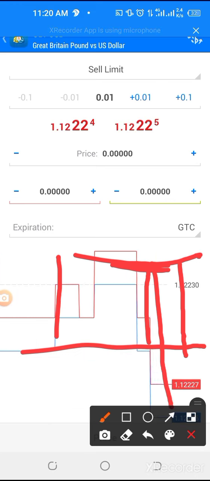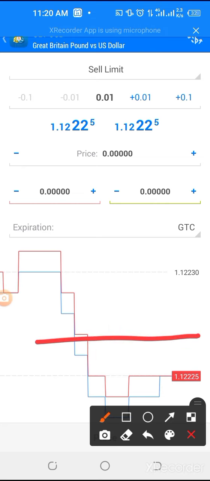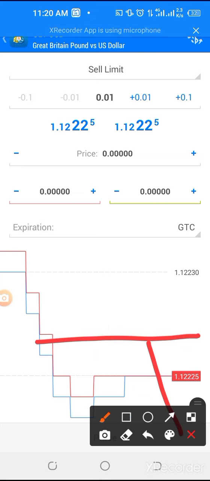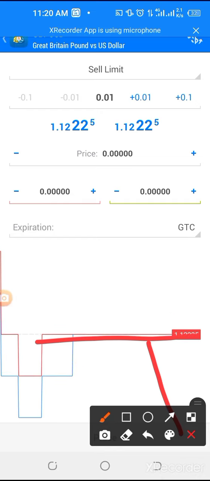So the disadvantage is that sometimes the market could just keep selling. Let's say the current market is here, it could just keep selling and you will never be taken into the market. And that opportunity would have been lost. But it's a very fine way to trade.